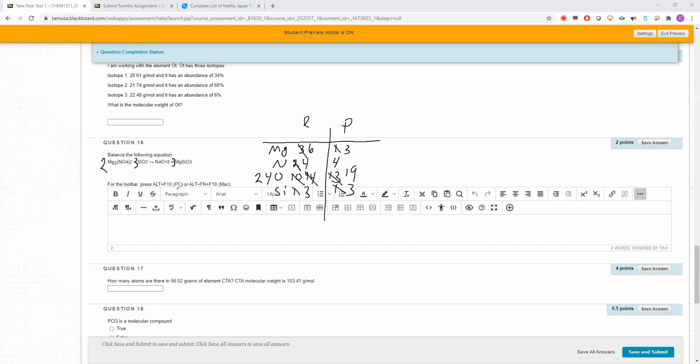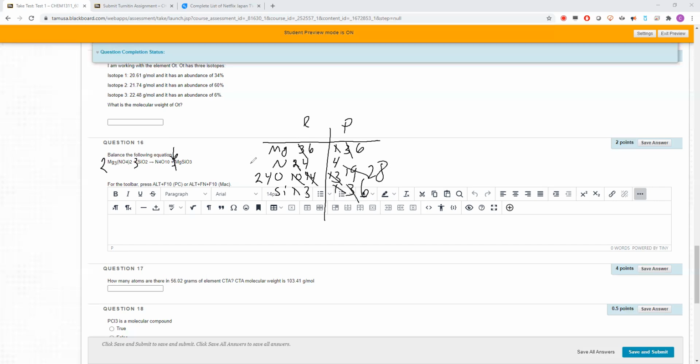So that's 24 there. Plus, sorry, I forgot the other 2 here. So let me recount that. 2 times 4 is 8. No, I didn't forget that. Getting ahead of myself here. So now we have 6. So I need to make this a 6 to balance that out. 6 magnesium, 6 silicon. 6 times 3 is 18, plus 10 is 28.